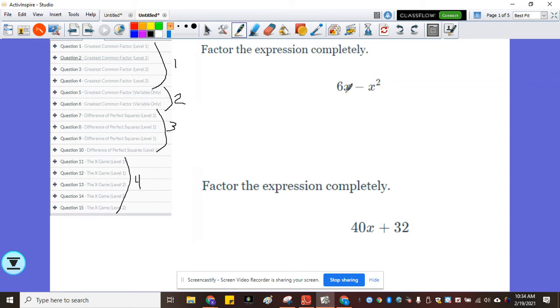So first we have to find our greatest common factor between these 2. To continue with box method, because box method went really well yesterday in class, you put each term inside your box. So it doesn't matter which.